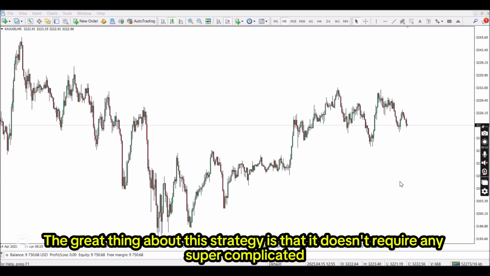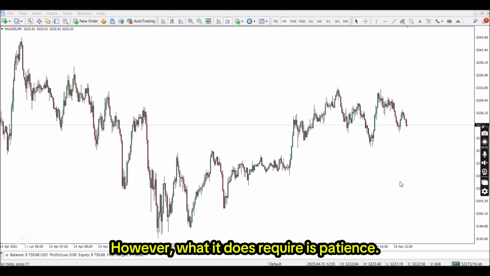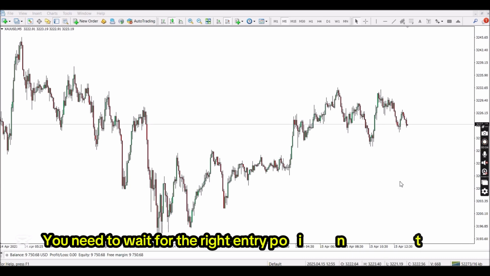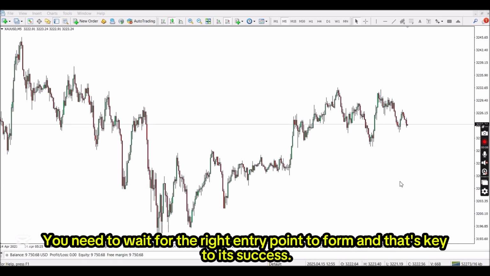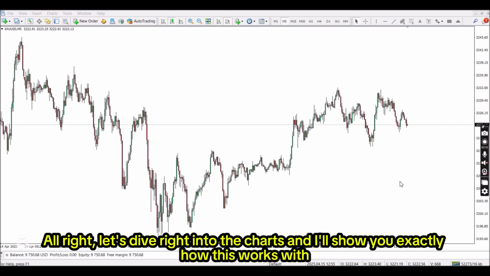The great thing about this strategy is that it doesn't require any super complicated technical analysis skills. However, what it does require is patience. You need to wait for the right entry point to form, and that's key to its success. Alright, let's dive right into the charts and I'll show you exactly how this works with some real examples.